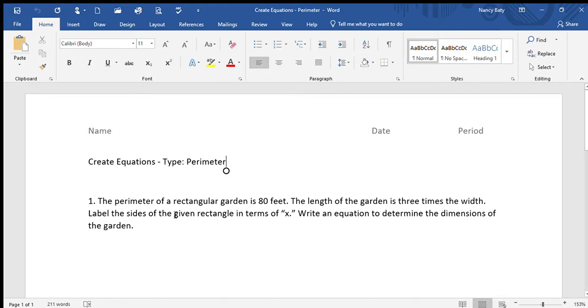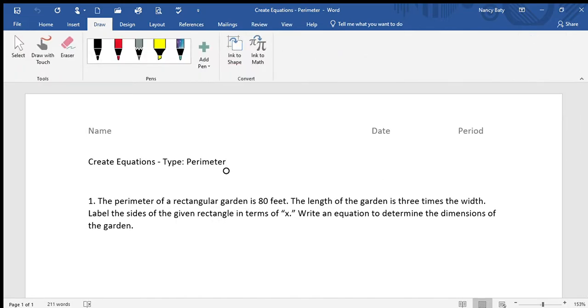Alright, the perimeter of a rectangular garden is 80 feet. The length of the garden is 3 times the width. Label the sides of the given rectangle in terms of x. Write an equation to determine the dimensions of the garden. Well, there is no given rectangle. So there we go.